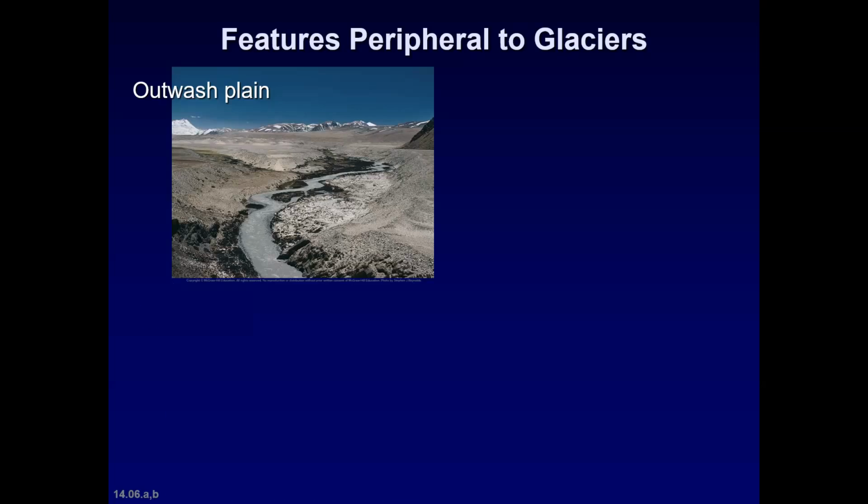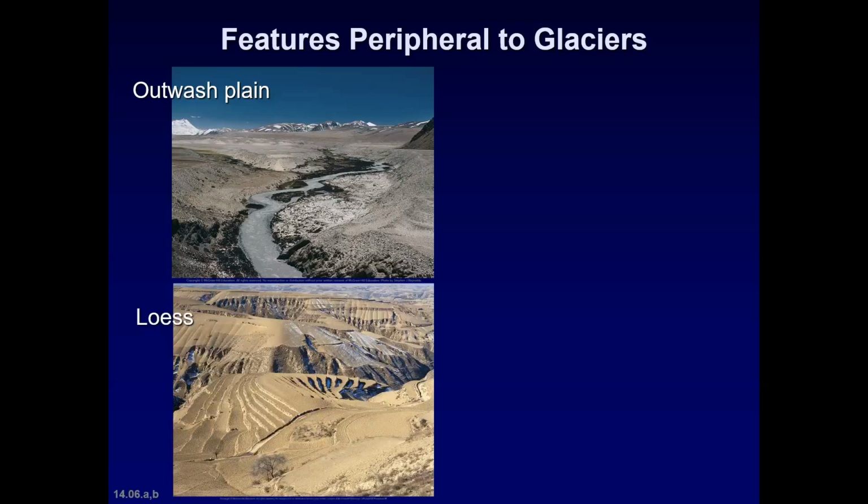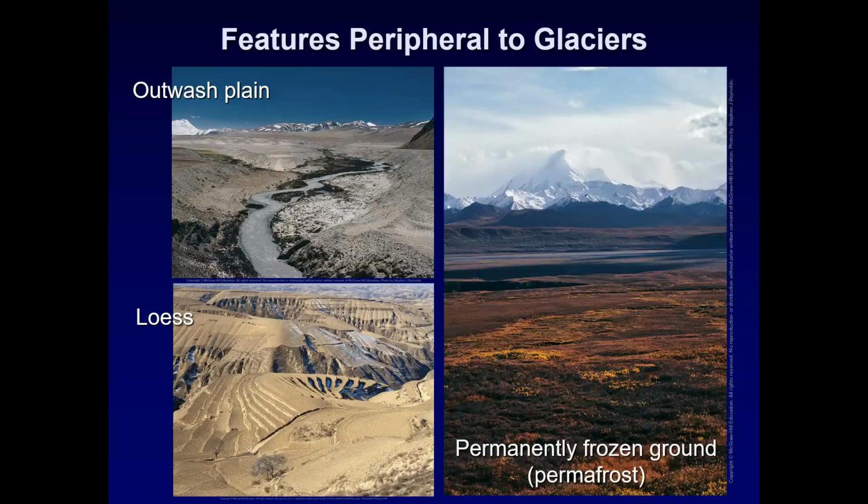And then the rivers deposit sediment on a broad outwash plain. You can also have loess, it's called. So glaciers pulverize the rocks below as they carry the rocks they move over. That produces silt-sized materials that can be blown away by the wind. This is in China. You can also have permafrost.